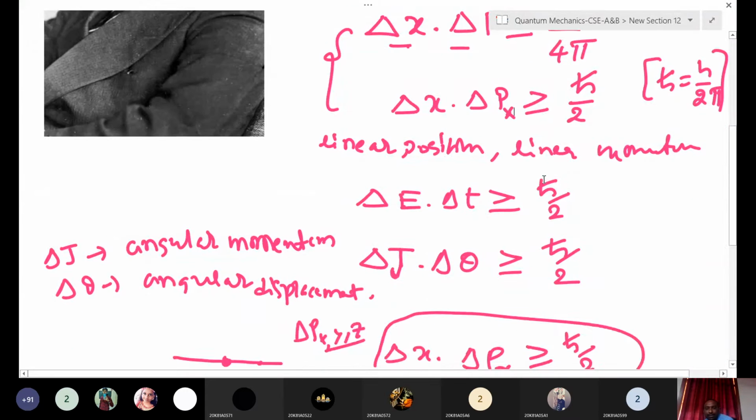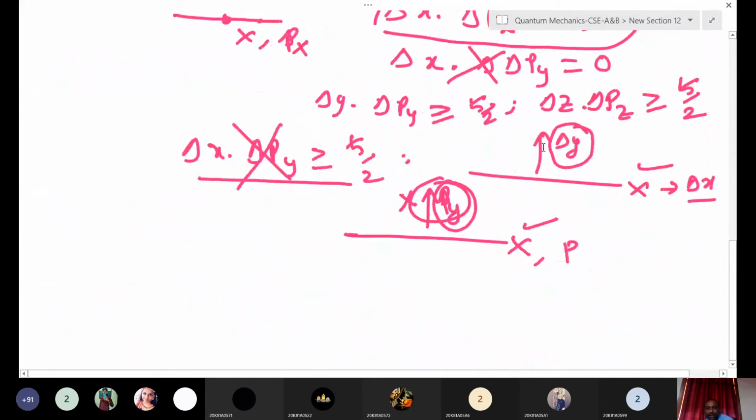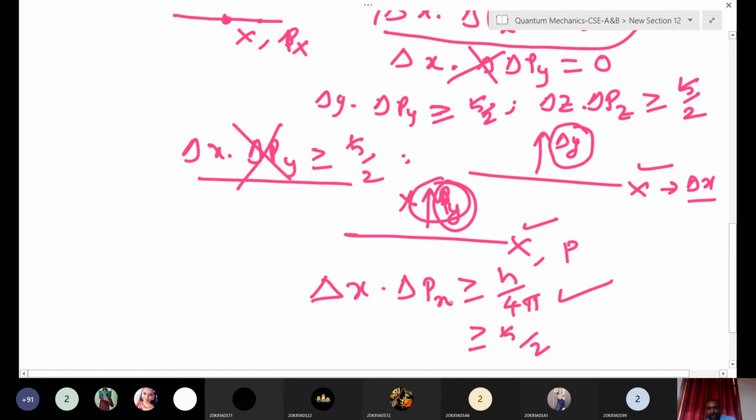Momentum has direction, right? So always if you write the expression, delta x and delta px is greater than or equal to h by 4 pi, or you can write h cross by 2. You write this way. This is the correct way of representing the Heisenberg uncertainty expression, right? Now you got it, right?